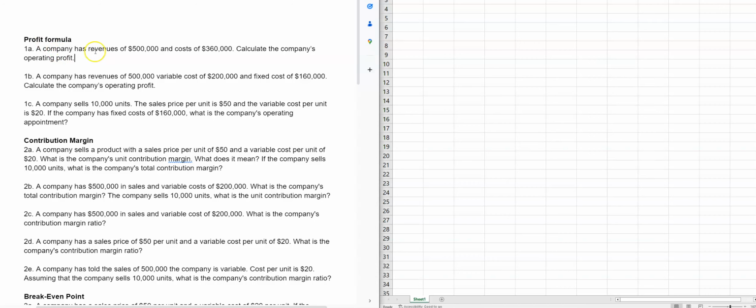Again, a lot of these are very basic. We're just building off the core concepts and digging into these formulas piece by piece. Okay, so let's start with the profit formula. The real profit formula that we usually end up seeing in this class, we're not really going to see until 1C. I just want to start with this first one, bare bones. A company has revenues of $500,000 and costs of $360,000. Calculate the company's operating profit.